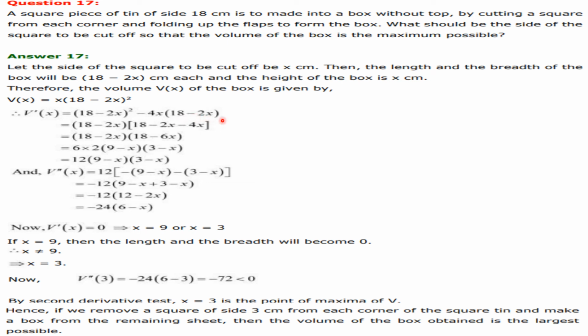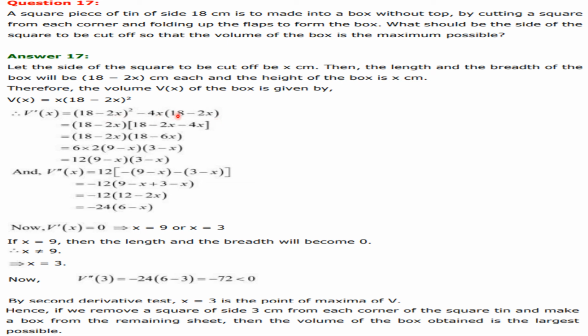Understood this step, my children? We calculated every derivative in our mind itself. Otherwise, you can find the derivative of this function in rough work. Then you get this step only. Understood this step, my children? If you have any doubt, do this part in rough work. If you observe, there are two terms. What are the two terms? 18 minus 2x whole square is the first term. Minus 4x into 18 minus 2x is the second term.